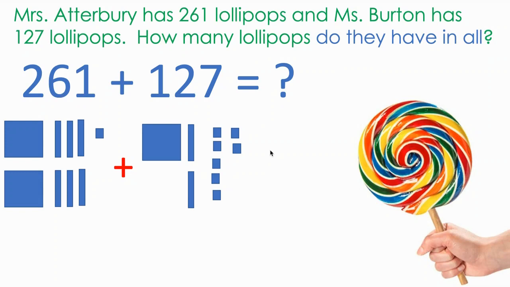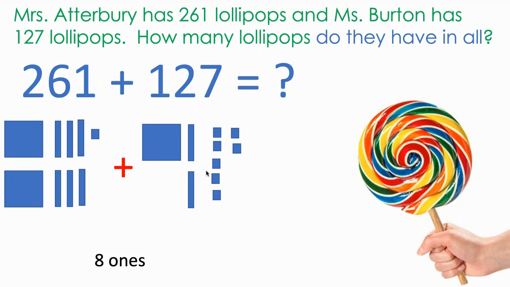All right, good job. So 261 is made up of 2 hundreds, 6 tens, and 1 one. 127 is made up of 1 hundred, 2 tens, and 7 ones. So we're going to add all those together. So how many ones is this 1 plus this 7? What's 1 plus 7? 8. 8 ones. You have 8 ones between the two numbers. You have this one and then these 7 ones. Okay, and that equals 8.